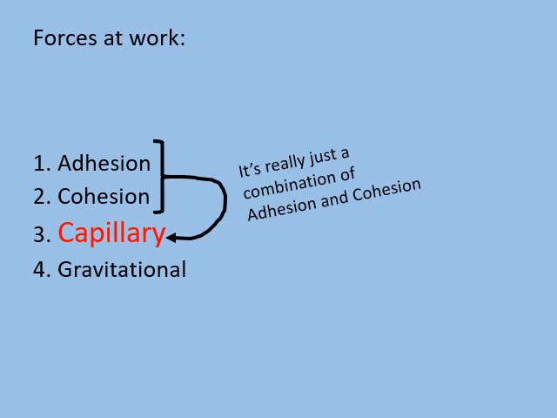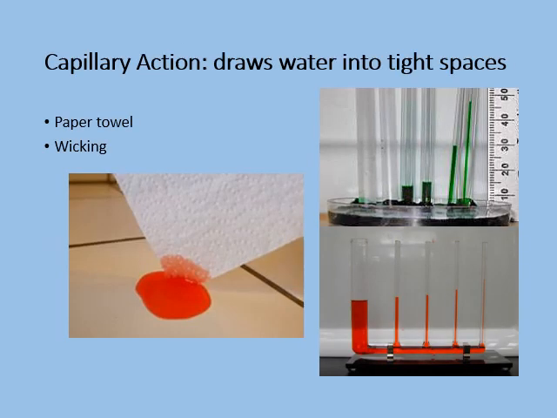Taking these two forces and putting them together, we can understand capillary action a little better. Capillary action, the best example would be you spill something in the kitchen, and you put some paper towel on, and the liquid wicks into the paper towel, and that is by capillary action. And in these tubes over here, we can demonstrate that a wide tube doesn't draw water in very far, but the narrower the tube, the more the water is drawn in.